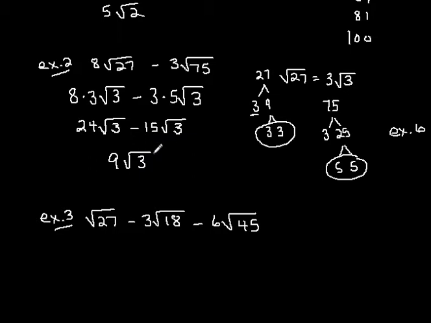Okay, so hopefully you're getting a hang of how to simplify the radicals. Now I showed you two different ways. You could either do the factor tree and circle the pairs.